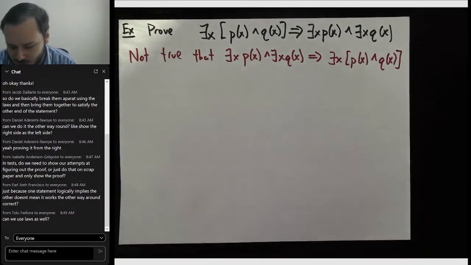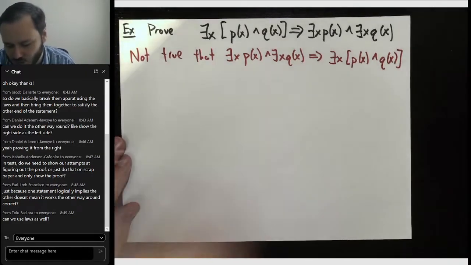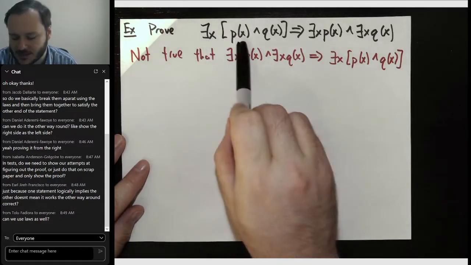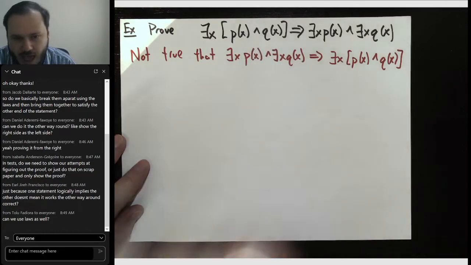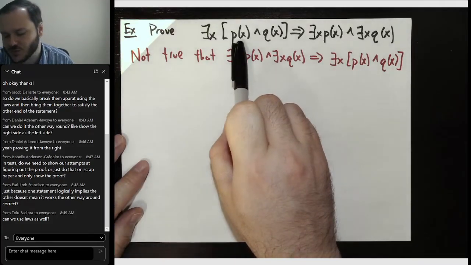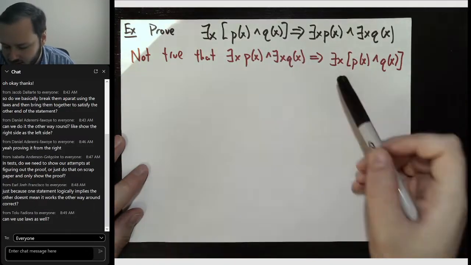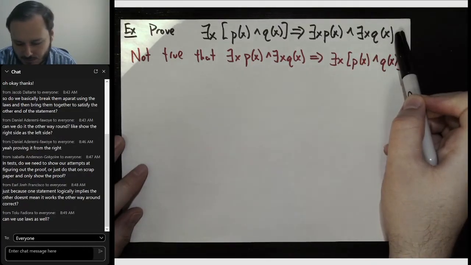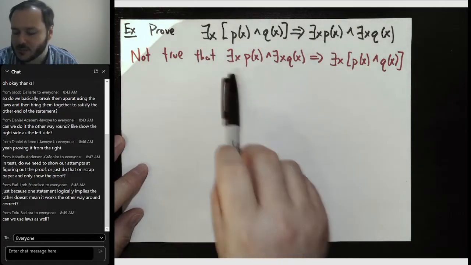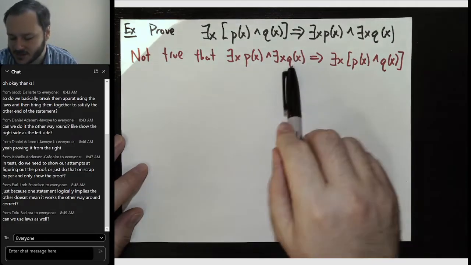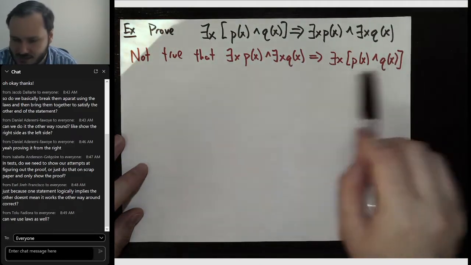So what is the difference between these two statements? In the first statement, there's only one existential quantifier. That means I'm claiming there's one x that makes P of x true and Q of x true at the same time. So if there's one x that makes P of x true and Q of x true, that means that something makes P of x true and something makes Q of x true. In fact, it's the same thing. But it doesn't work the other way around. It's not true that if something makes P of x true and something makes Q of x true, then the same thing has to make them both true.